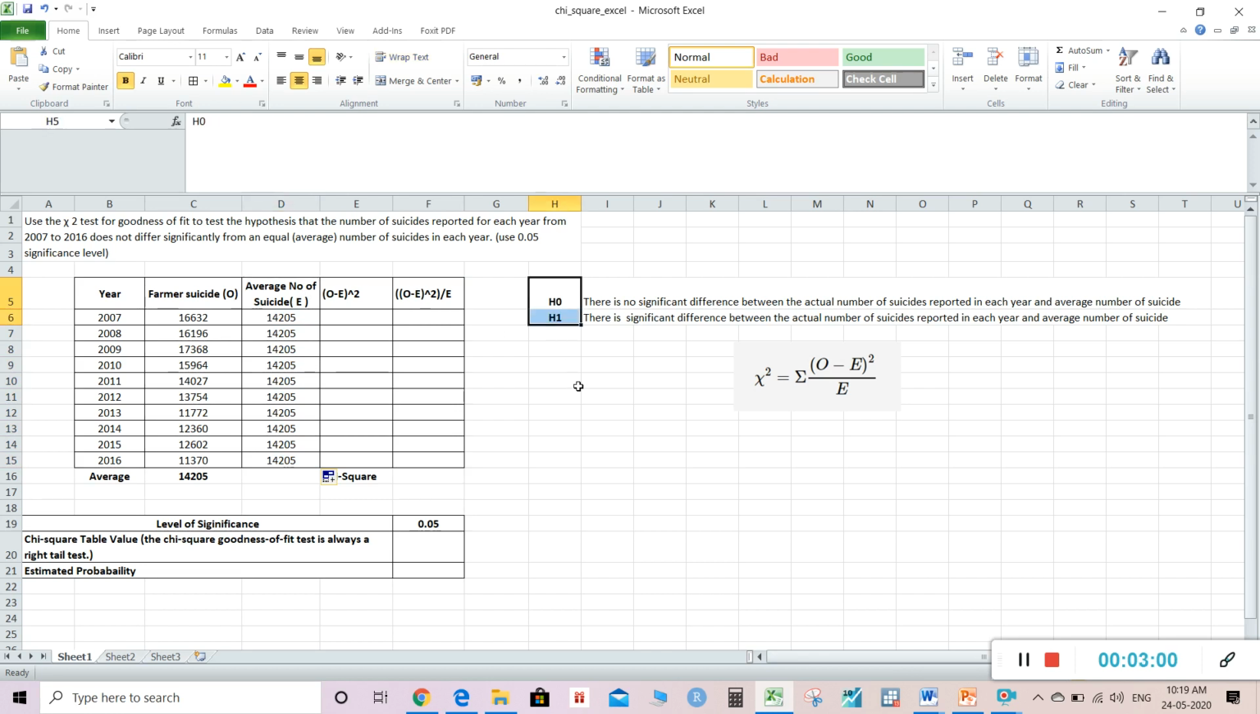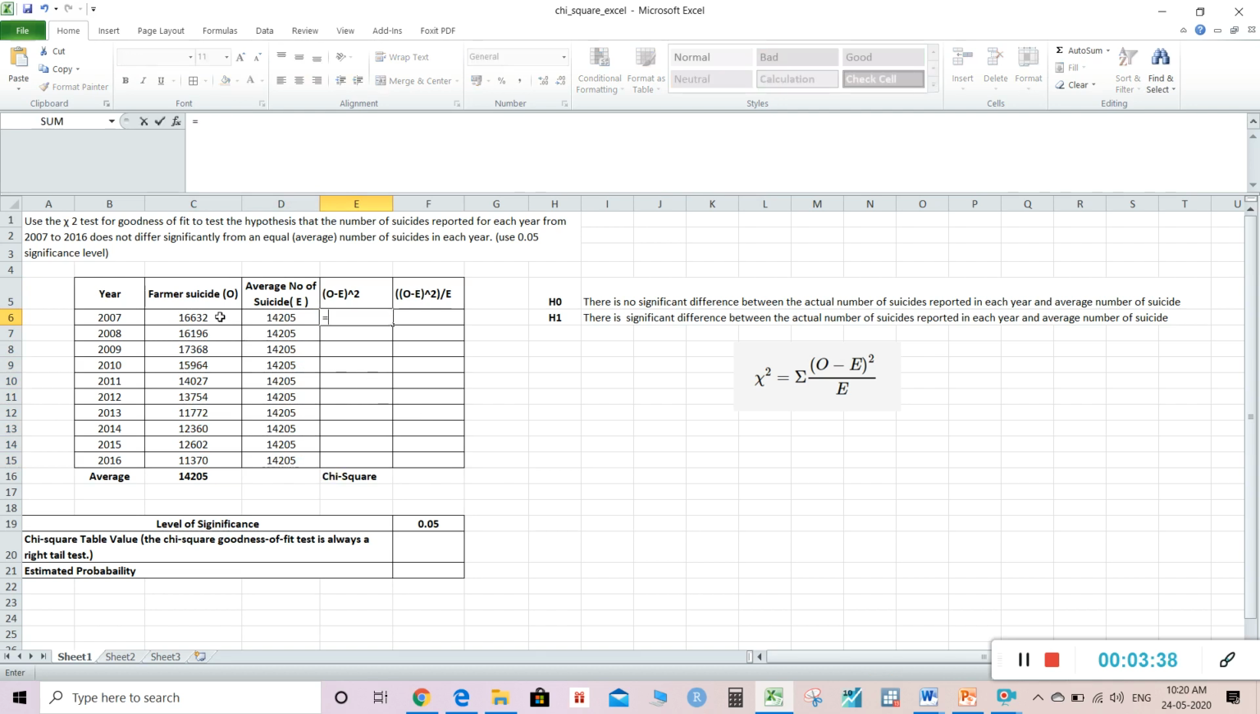Okay, so once you specified the null and alternative hypothesis, the next step is to calculate the chi-square test statistic, right? And this is the formula for that. Chi-square is equal to sum of observed minus expected whole square divided by expected value. So that is your test statistic formula. So now you got the observed value and you got the expected value.